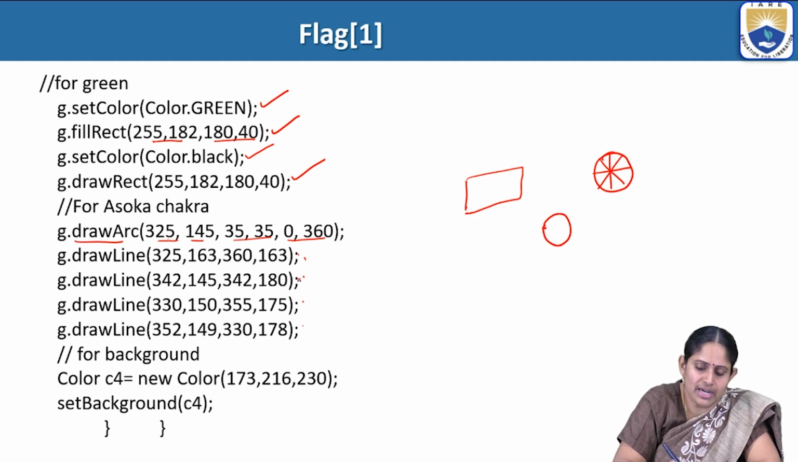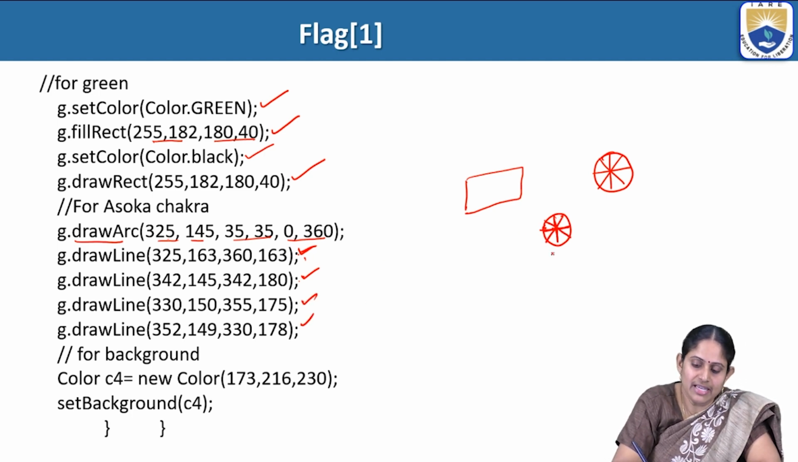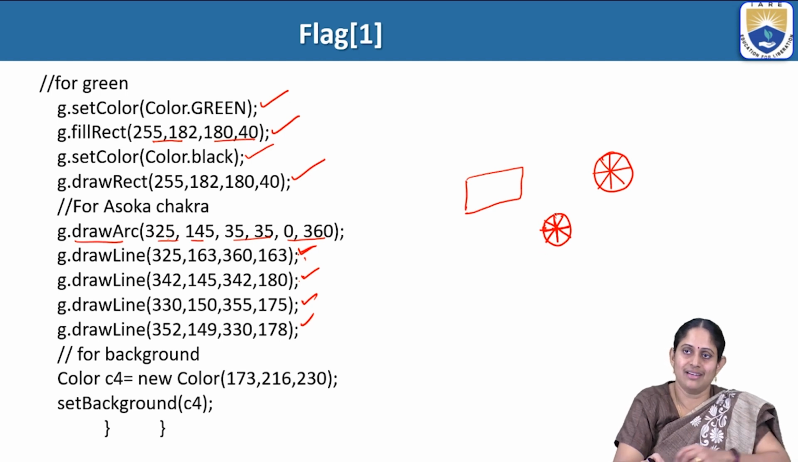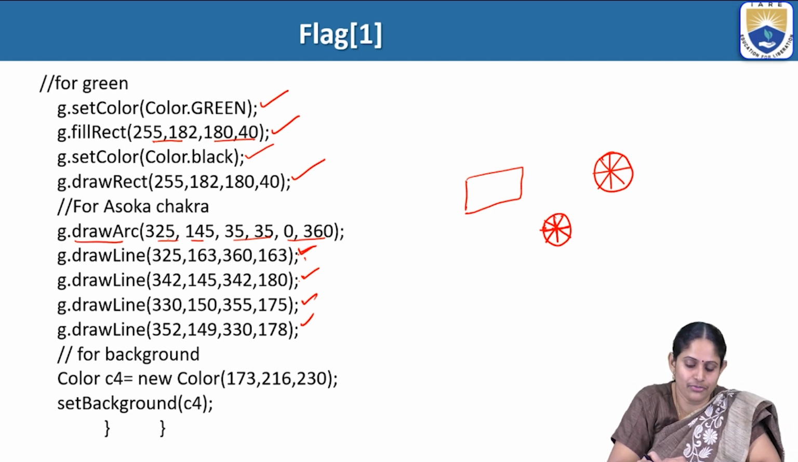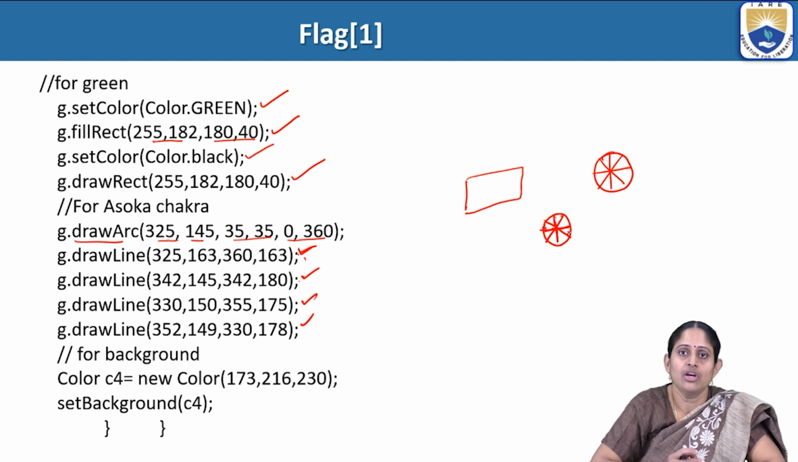Then we are drawing 4 lines. The first line is my horizontal line, and the second line is this vertical line, and these 2 lines are like this. So finally, we get Ashoka Chakra with 8 strokes. Likewise, you can increase the number of lines. If you increase the number of lines, we can get 24 strokes.